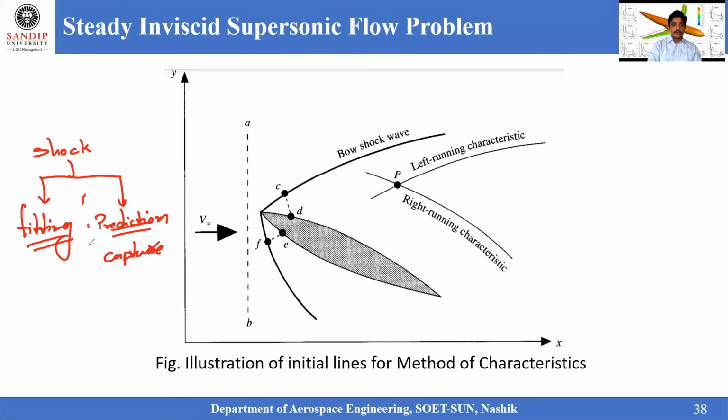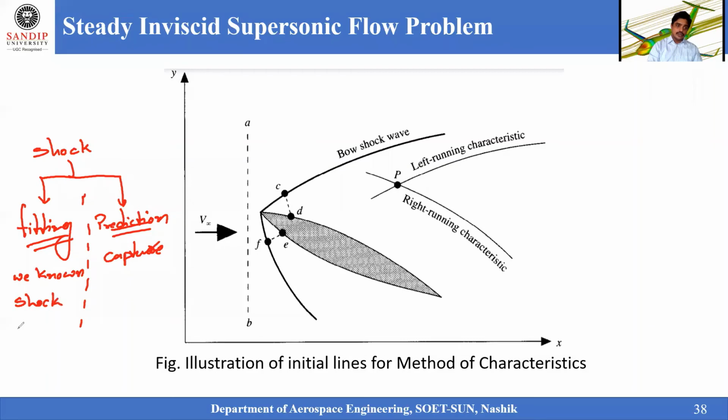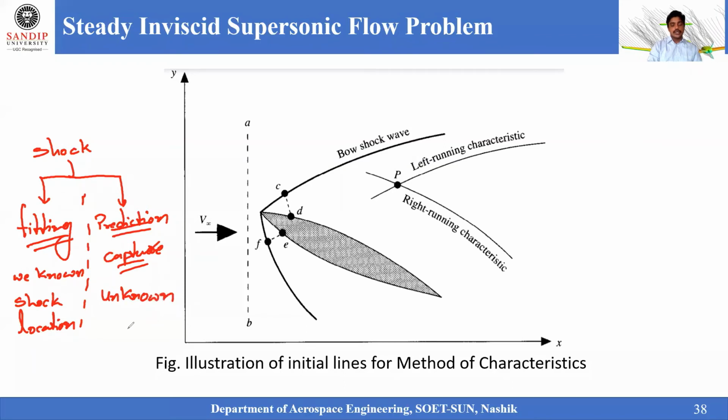In the shock fitting approach, initially we know where the shock is available. We know the shock location, so we know where the shock will occur. In the shock capture approach, we are unknown about where exactly the shock wave will occur. In the case of capture or prediction, we are not sure where exactly the shock will occur.